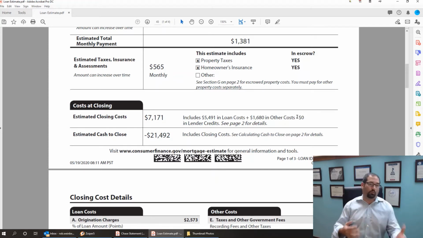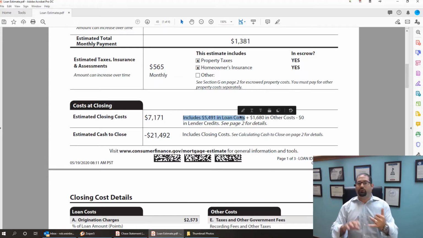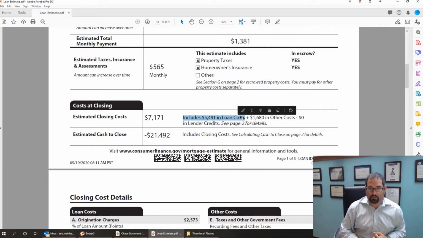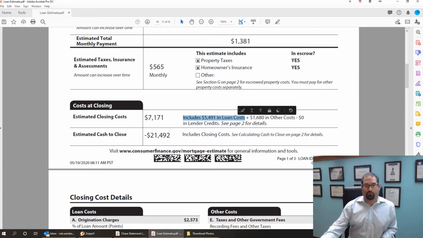Typically, when people say, what are my closing costs? They're talking about this number right here, the loan costs, which are like your mortgage fees, lender fees, and title fees for the attorney or title company, which we'll go through here in a second.